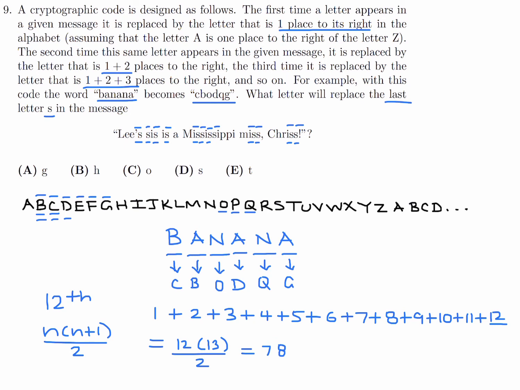So we have to go to the alphabet, find our S, and then count 78 to the right. Now the good news is 78 is divisible by 26. Where did that number come from? Well, there's 26 letters in the alphabet. Since 78 divided by 26 is 3, you're really just going all the way through the alphabet 3 times, till Z and then coming back around to S 3 times. And when you do that, you land right back at S.